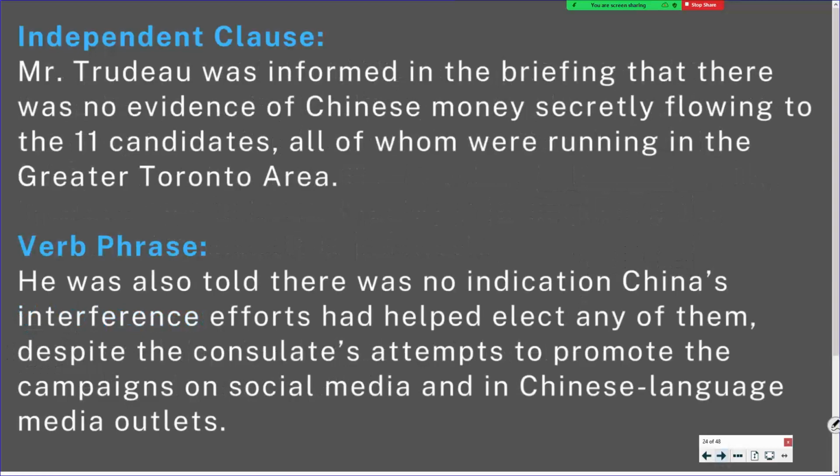Mr. Trudeau was informed in the briefing that there was no evidence of Chinese money secretly flowing to the 11 candidates, all of whom were running in the Greater Toronto area. So we've got an example of a comma followed by some additional info. The most important part of that sentence is that there's no money flowing to the candidates. The additional info is that they were all running in the GTA. All right, so just given time constraints, we'll move on.